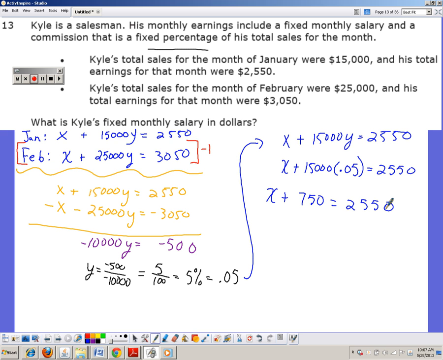Again, to get x by itself, we're going to subtract 750. X equals, when we subtract, that's right, 1,800. Any questions?